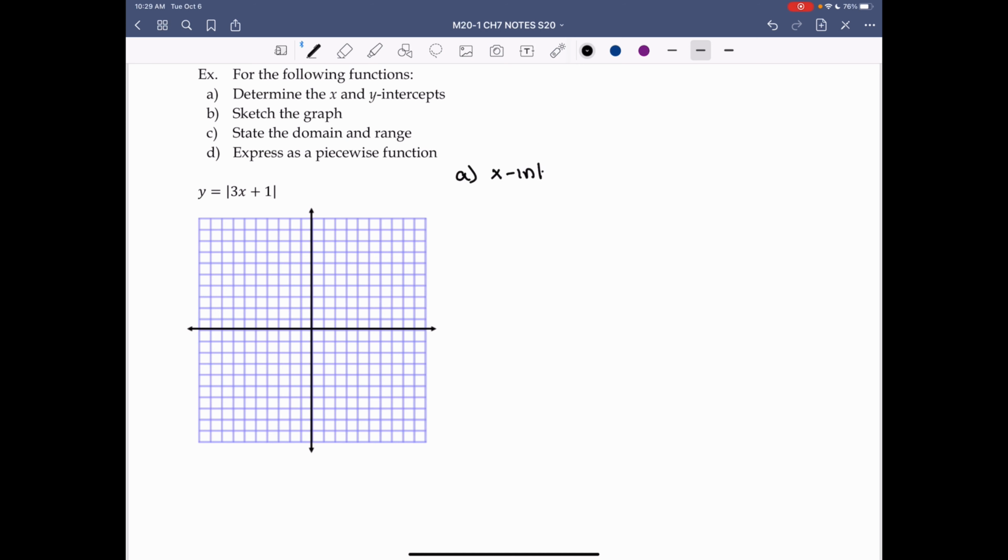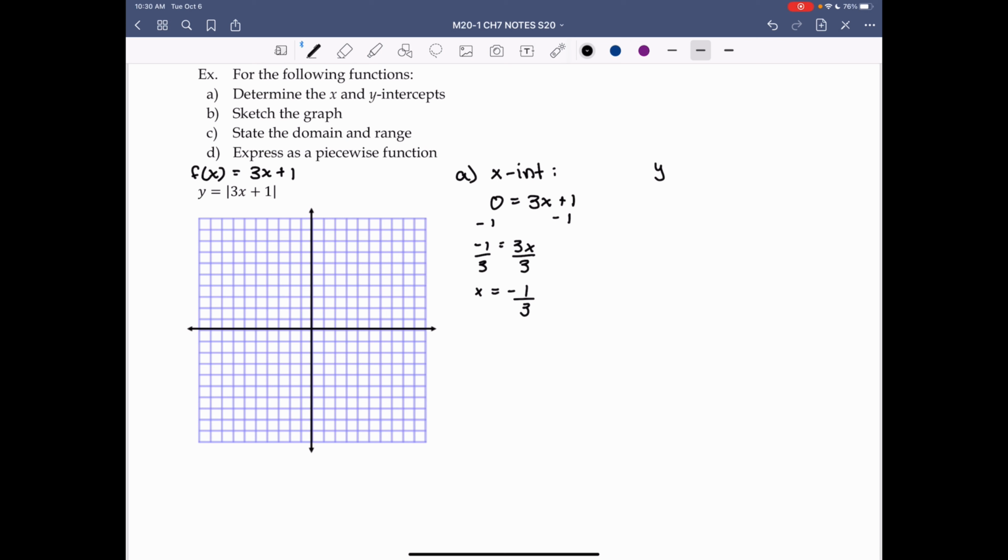How do we determine the x-intercepts? We sub in 0 for y. So our function here, this is the absolute value function. Our f of x would be 3x plus 1. Just drop the absolute value portion. So I'm going to plug in 0 for y and 3x plus 1. 0 equals 3x plus 1. And then I'm going to solve for x. Subtract 1. Divide by 3. X is negative 1 over 3.